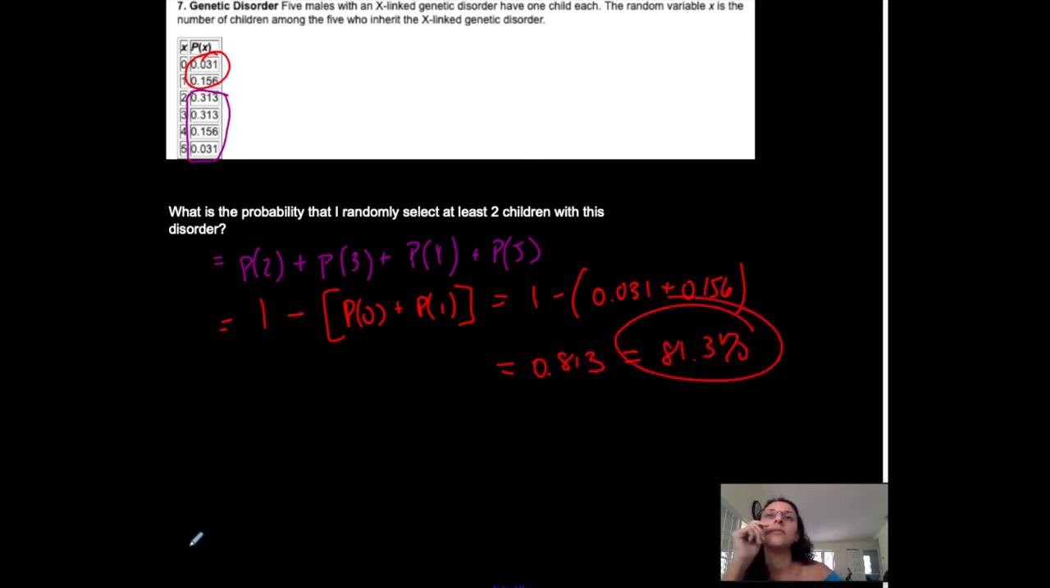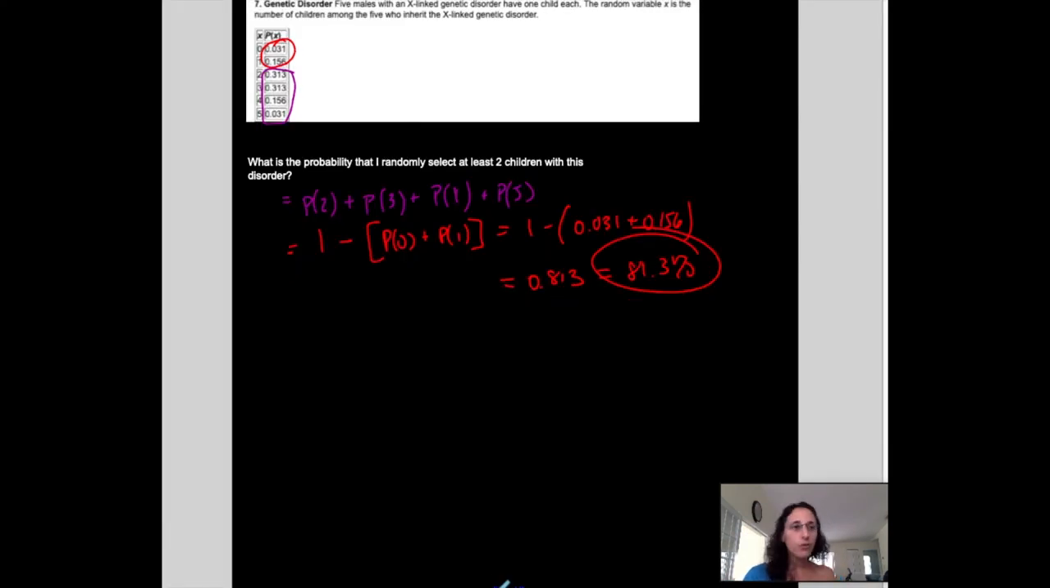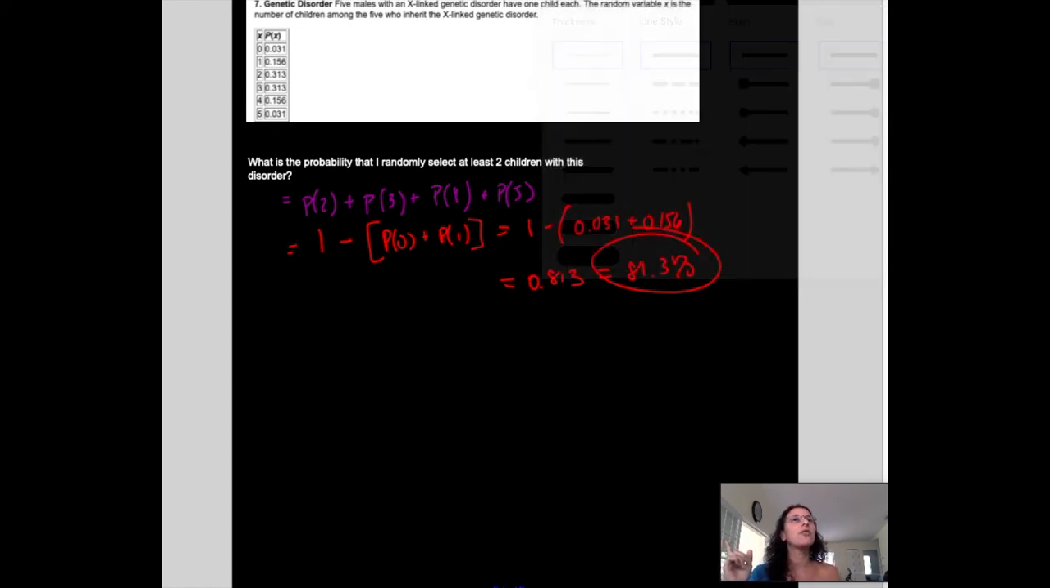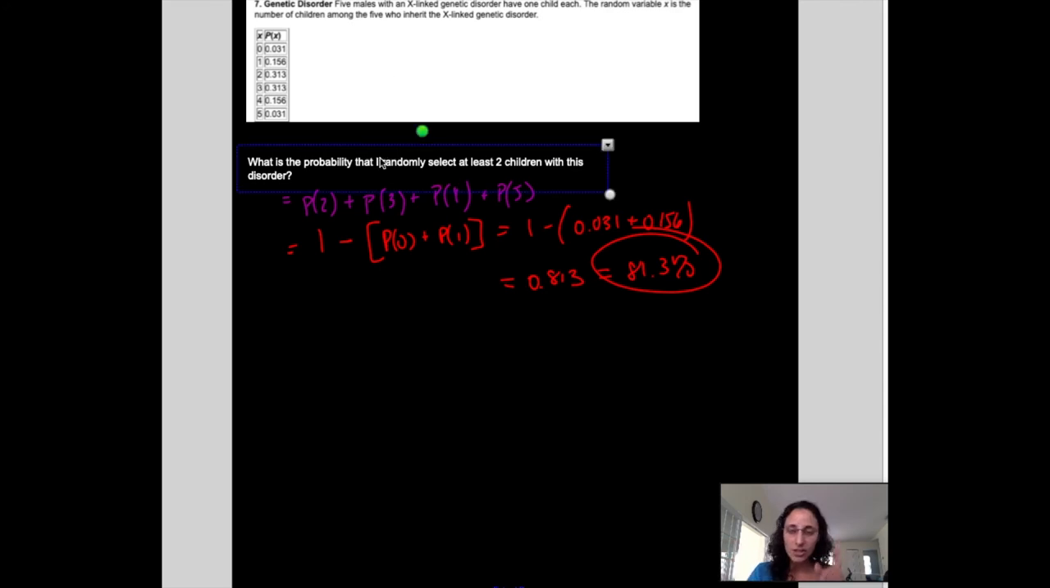81.3%. Now I can ask a lot of different questions. Can you imagine? At least 3, at least 4, more than 4, less than 4. I mean, I can go in on this idea. And sometimes directly answering the question is easier, but sometimes the complement is easier. For my calculation, it all depends on the question.